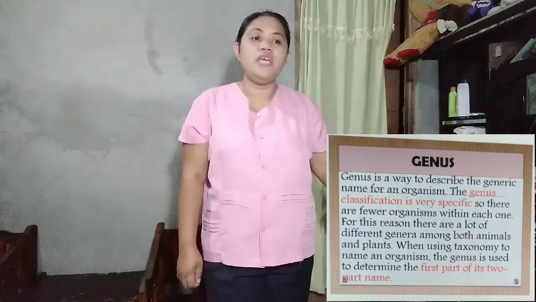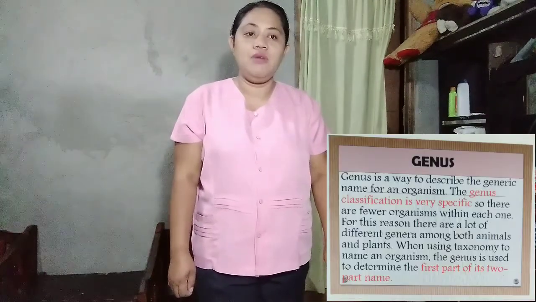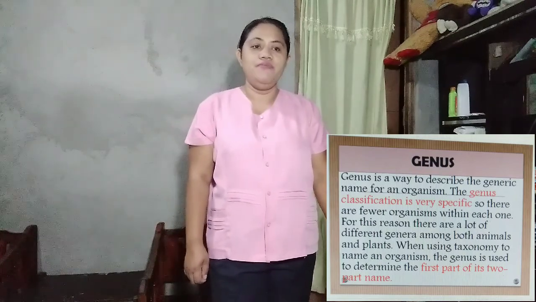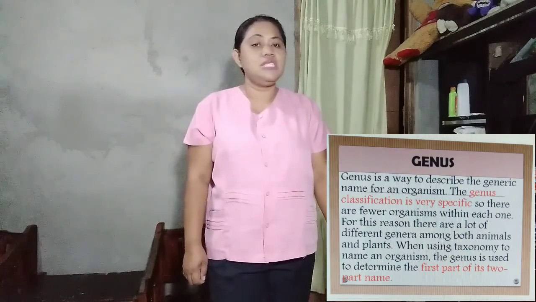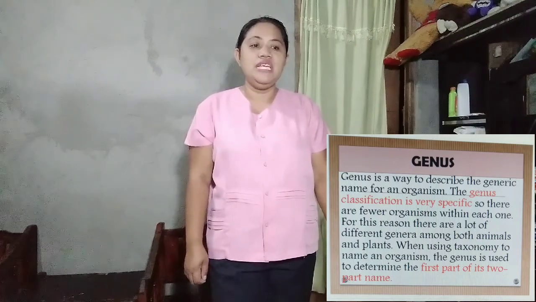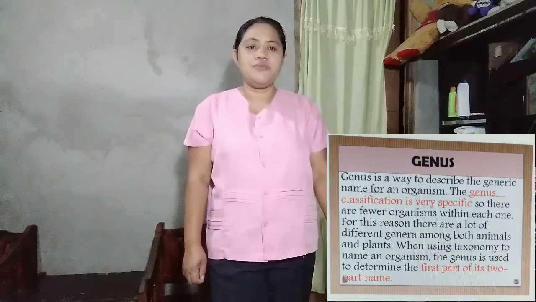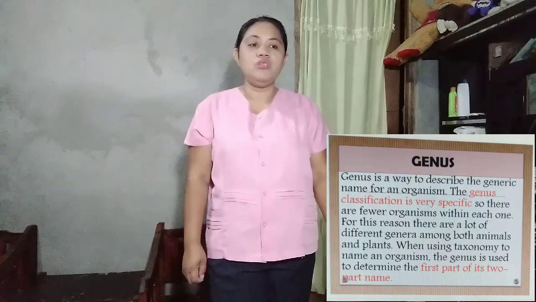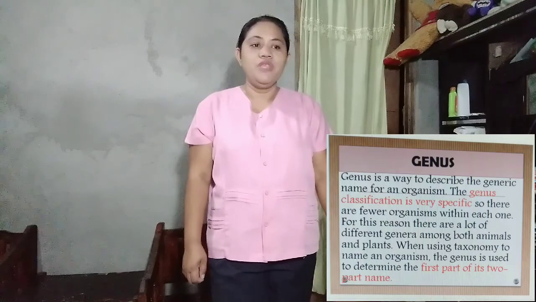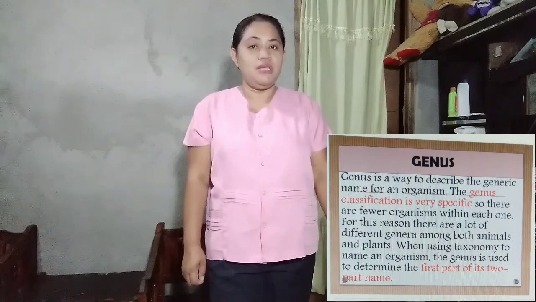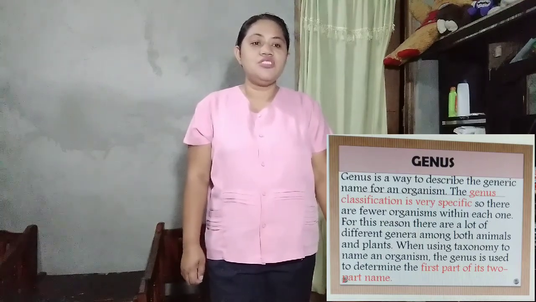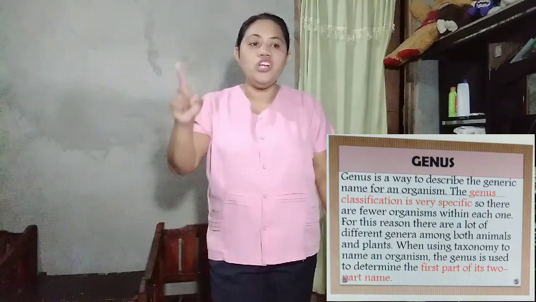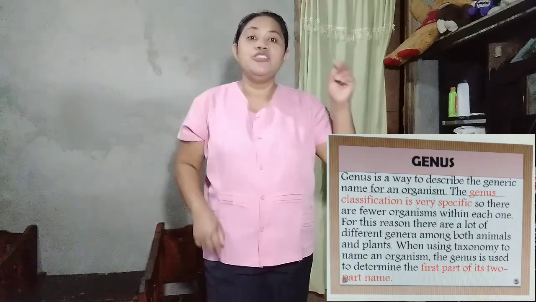Next is genus. Genus is a way to describe the generic name for an organism. The genus classification is very specific, so there are fewer organisms within each one. For this reason, there are a lot of different genera among both animals and plants. When using taxonomy to name an organism, the genus is used to determine the first part of its name.